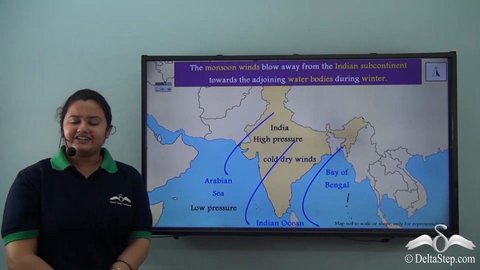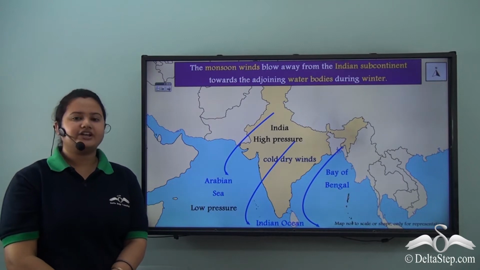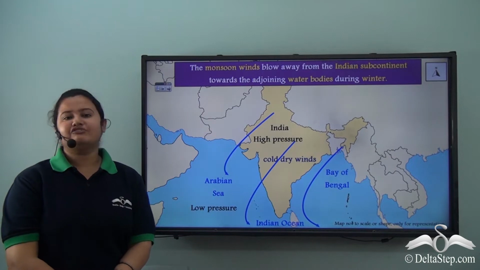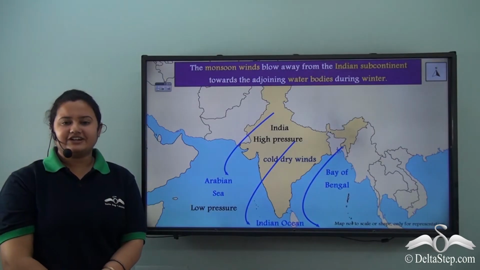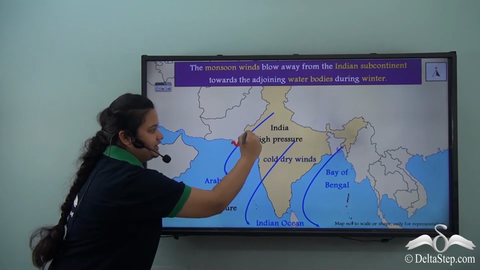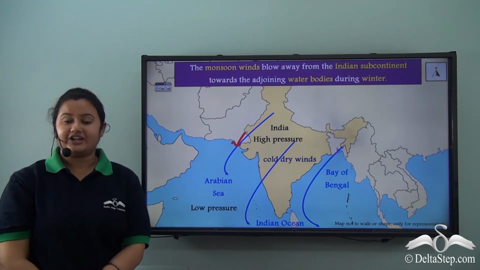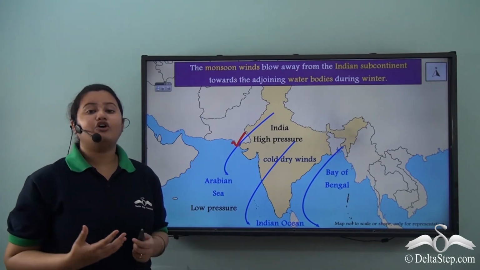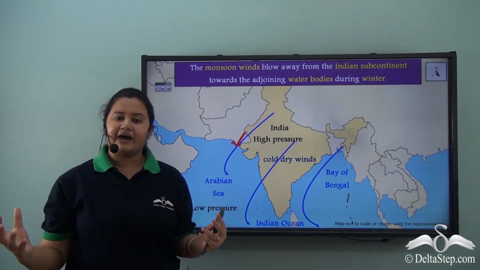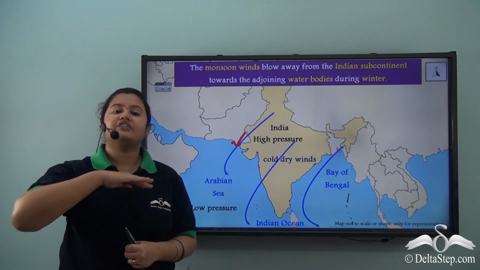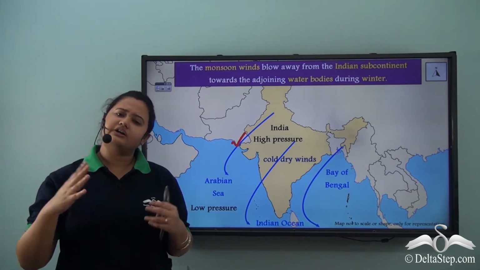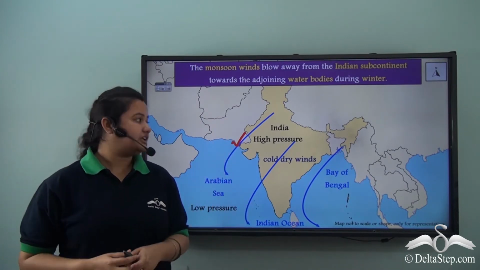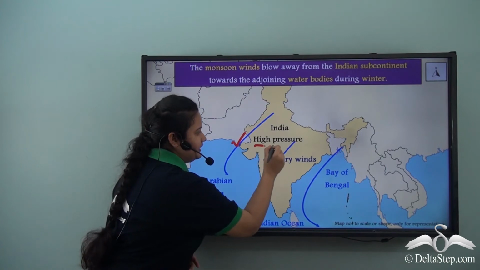Now, let us understand the same situation in context of India. This is a map of India and now we are in winter season. During winter, we have high pressure area over the Indian subcontinent. Why so? Because during winter, the temperature of the land mass is comparatively cooler. Therefore, the air above the Indian subcontinent is also cooler and heavier. So, they sink down, creating a high pressure area.